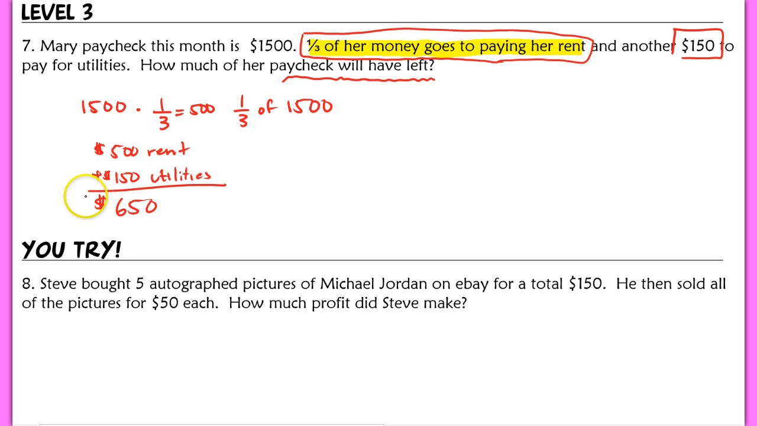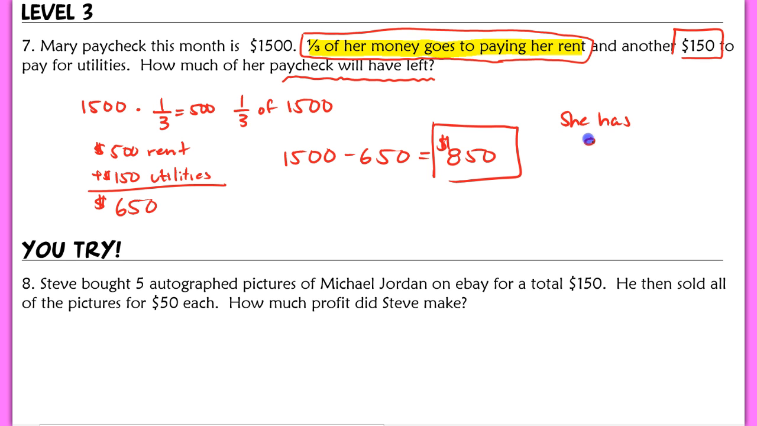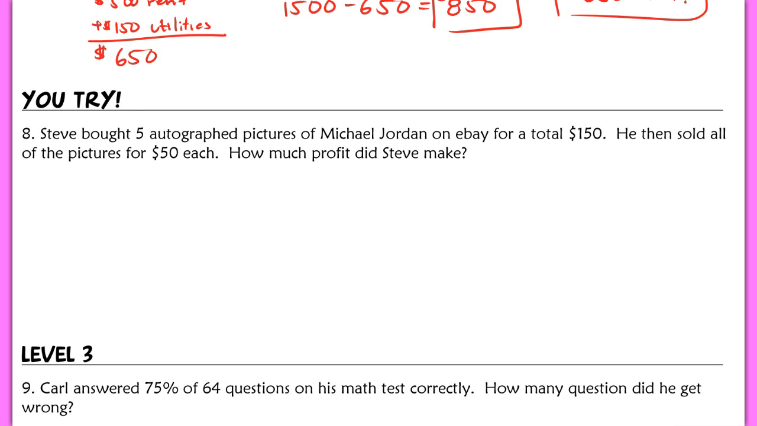So we need to take this amount from her original $1,500. We are going to now subtract the $650 that she has to pay for both rent and utilities. So that'll leave me with a total of $850 left over. So she has $850 to spend, however she pleases. So she has $850 left. I always want you to answer a word problem with a sentence, okay? A very brief sentence here. She has $850 left.